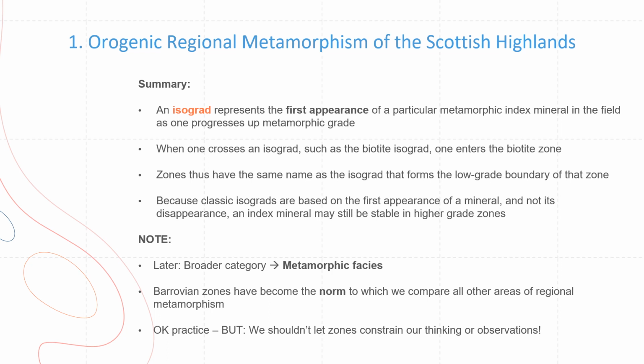To summarize what we learned from this particular field example, we have an isograd, which represents the first appearance of a particular metamorphic index mineral in the field as one progresses up the metamorphic grade. So when one crosses an isograd, for example, if you cross the biotite isograd, you're entering the biotite zone. So zones, therefore, must have the same name as the isograd that forms the low-grade boundary of that zone.